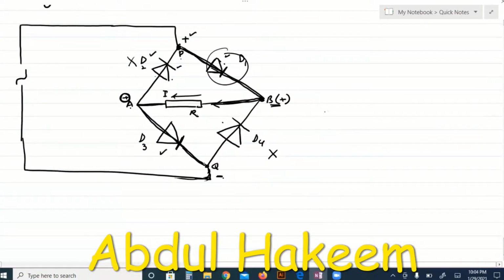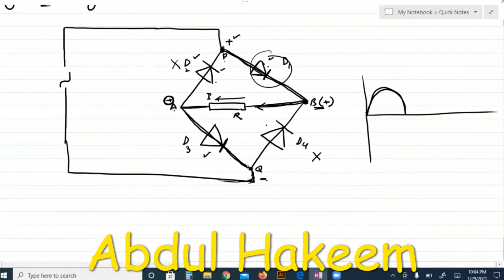Now the direction of the current across the resistor, suppose like this. Now when this Q becomes positive and this P becomes negative, then positive Q is forward biased and this is reverse biased. Now the current is going in this direction through D4. When it reaches at B, again B becomes positive. So this is now reverse bias.